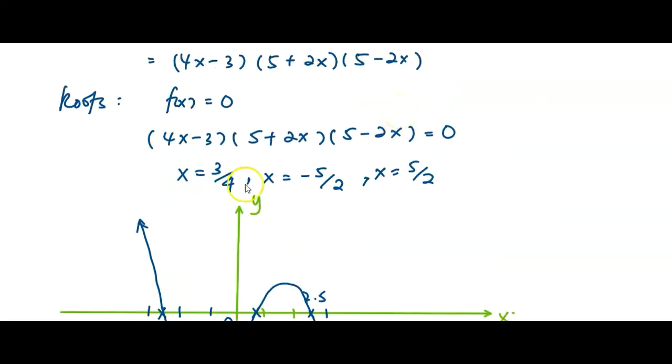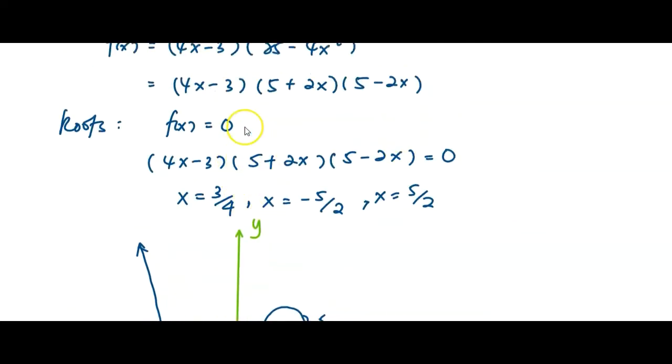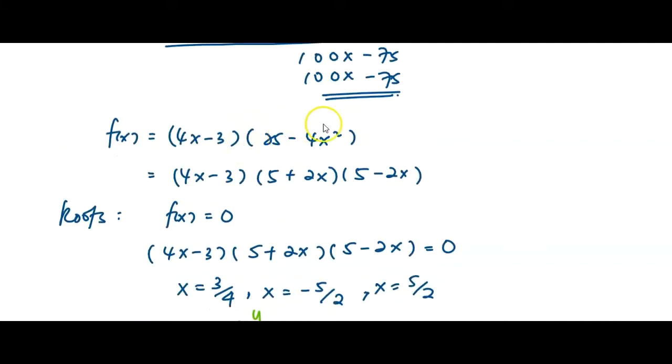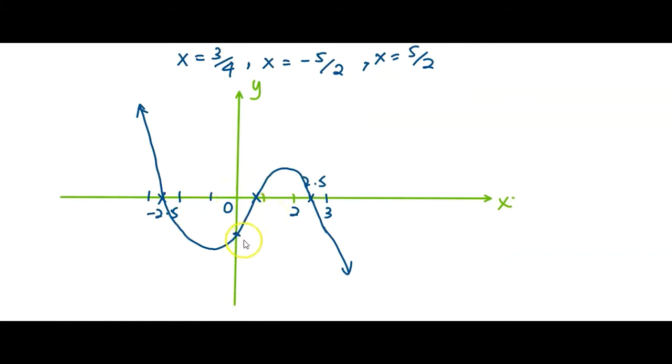We need to find the y-intercept by putting x equals 0. You put x as 0 here, and you get -75. So this value is actually -75. Though the sketch doesn't really look proportional because the length we use is too short, it's okay because the scale of the y-axis and the scale of the x-axis can be different.